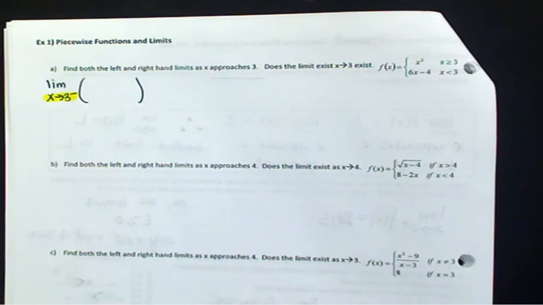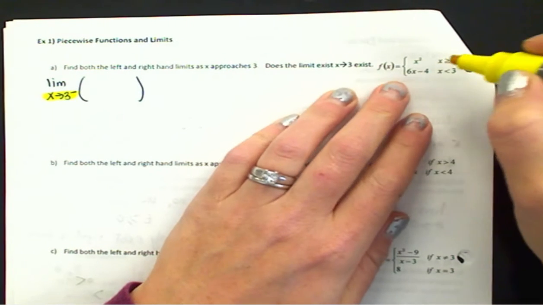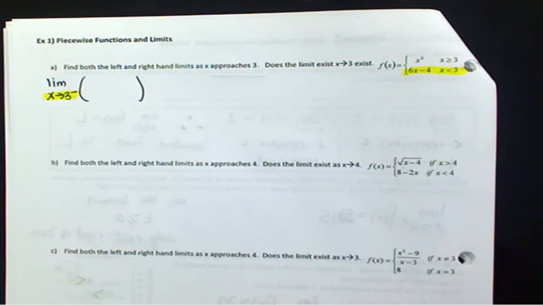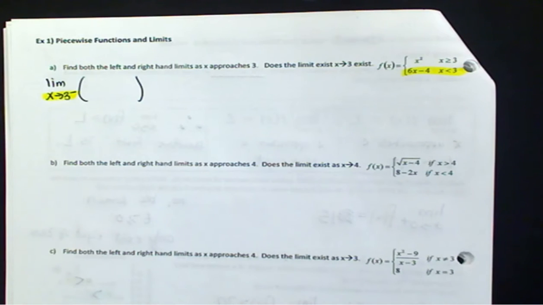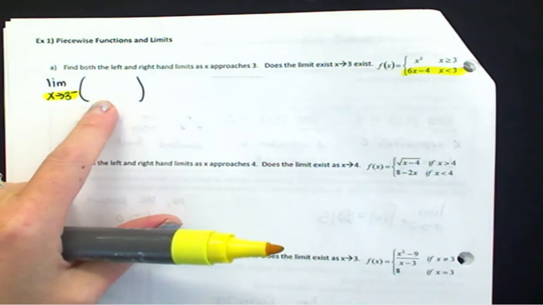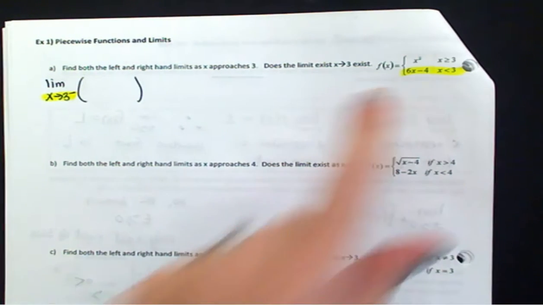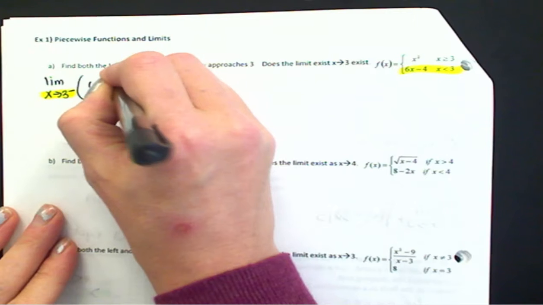Okay, Amanda? Because 6x minus 4. Because x is less than 3, so it's going for a negative sign, it's coming from the left of 3. Grab a piece of candy. Yes. Okay, so instead of writing f of x, I'm going to copy over the actual equation that I need.